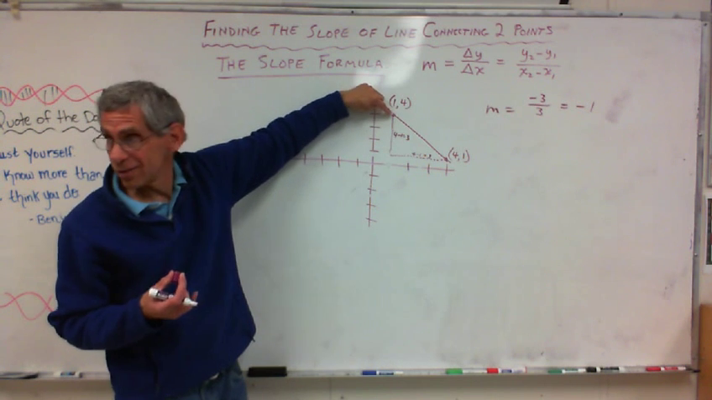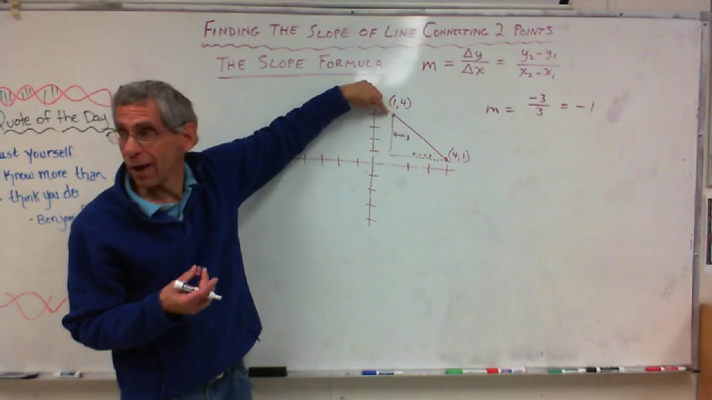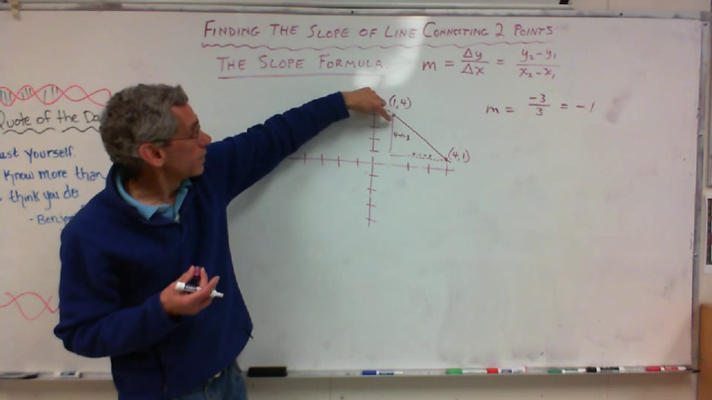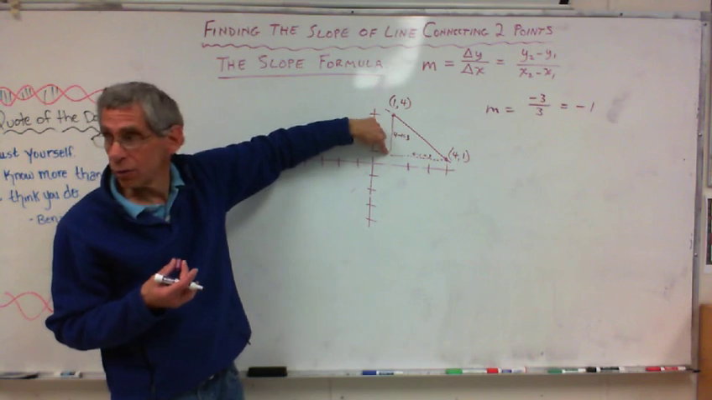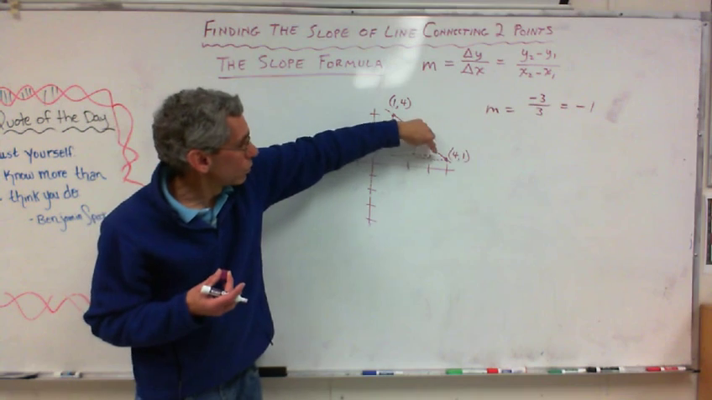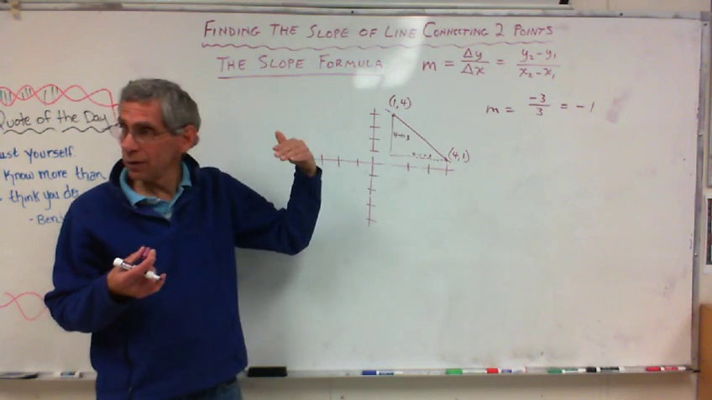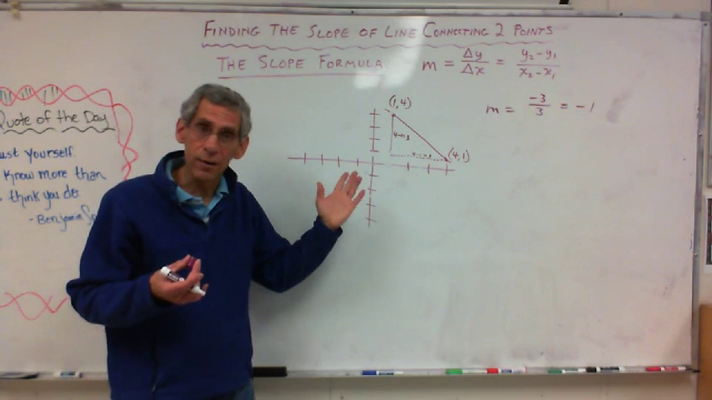I could just go, okay, to go from here to here, I have to go down, right? I could say, okay, down 1, down 2, down 3. So negative 3 over 3. See what I'm saying? I can always use a graph to find my slope.